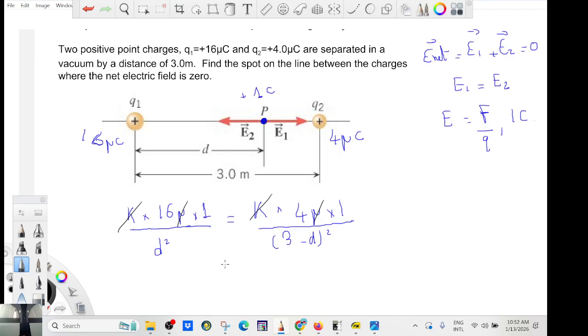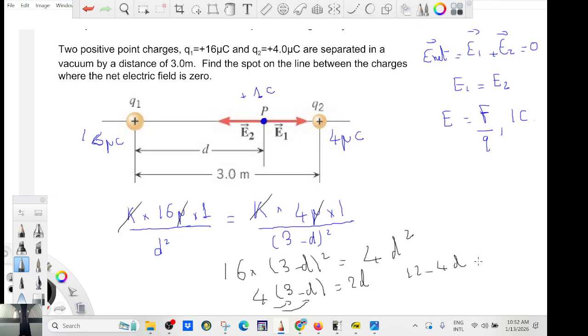Okay, we multiply both sides. So 16 times (3 minus d) squared equals 4d squared. You take the square root on both sides. So 4 times (3 minus d) equals 2d. You distribute. So it will be 12 minus 4d equals 2d. So 12 equals 6d. So d equals 2. Agree? It's just math. Don't complain to your math teacher, not me.